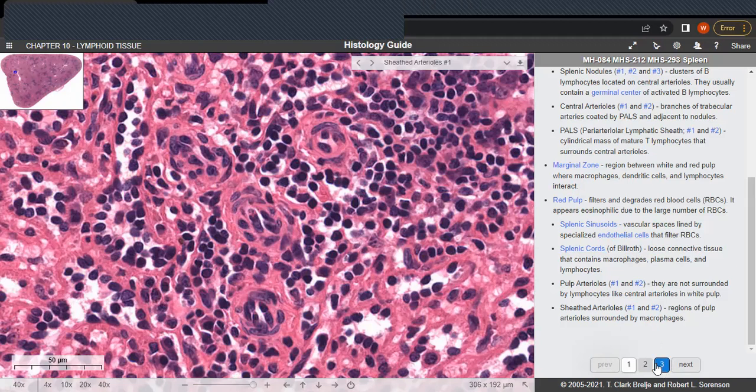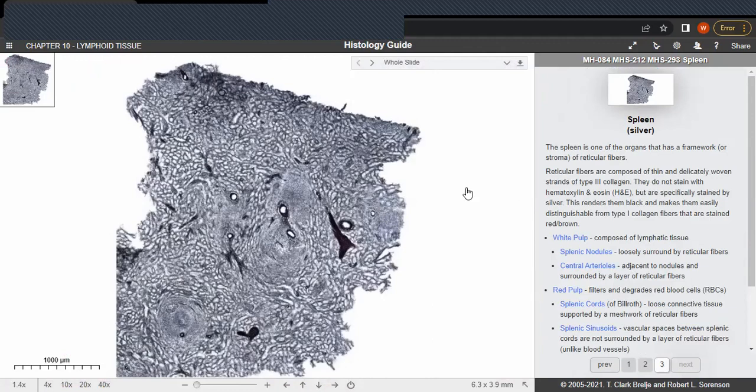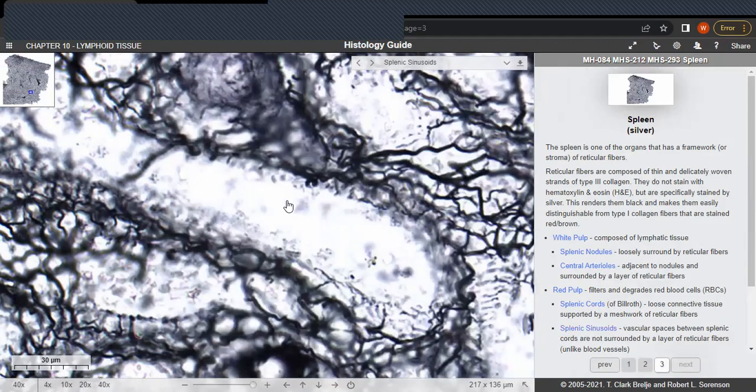Maybe I show you just there, and see the reticular fibers. Here we have used a silver stain. You can see this is the splenic sinusoid. Then in between, this is another one. You can see here the splenic cords of Billroth. These are reticular fibers.